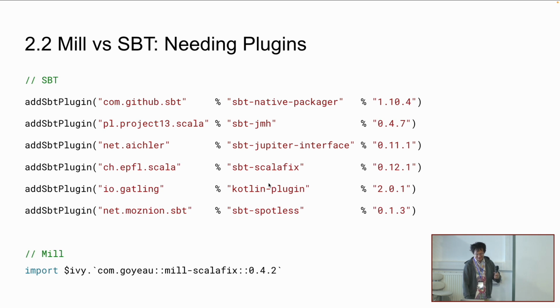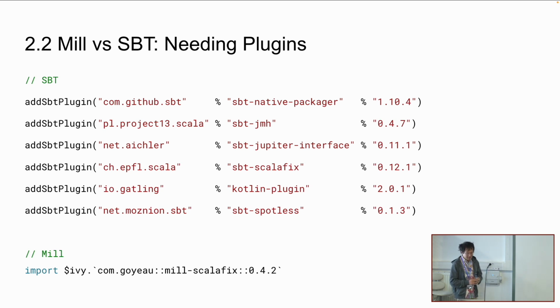And Scalafix, Kotlin, you want some kind of auto-formatter linter thing, which is what Spotless does. And in order to get this basic functionality, in SBT, in Gatling, in this case, we need to pull in 6 different plugins from 6 different organizations, from random people across the internet, and hope that they did a good job writing these plugins and making them correct and effective.